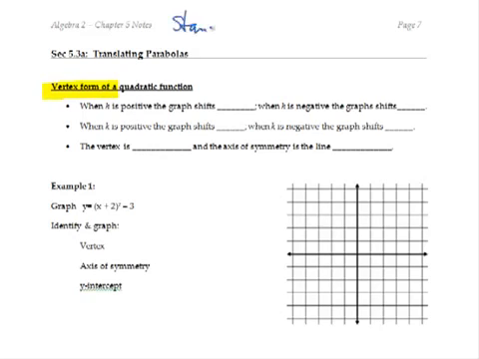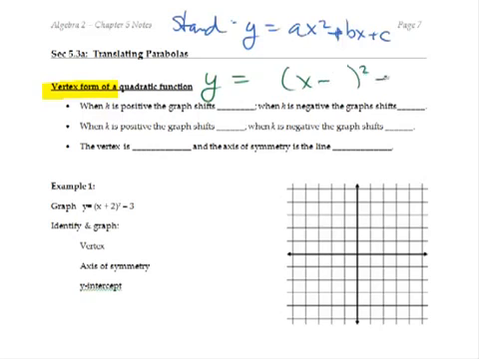Standard form is when you have y equals ax squared plus bx plus c. So those are all coefficients in front of your terms. But today, vertex form, this one will be y equals, and then you'll have a couple of different things in here. First of all, you will have an a value, just like you have an a value in your standard form, a leading term.